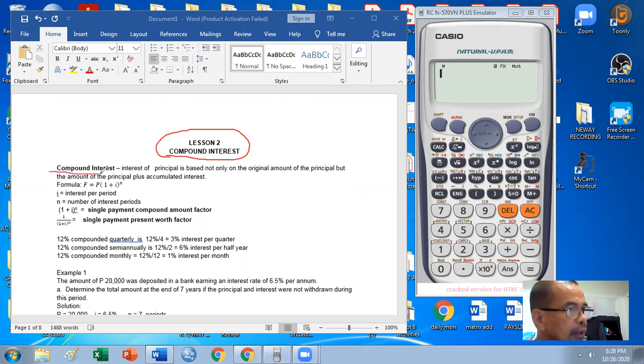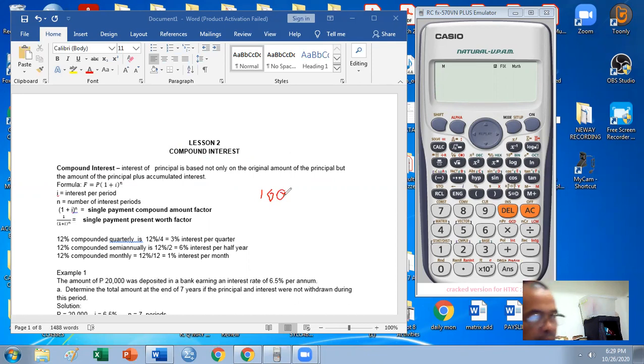A compound interest is interest of principal based not only on the original amount of the principal, but the amount of the principal plus the accumulated interest. Ang ibig sabihin nito, okay, let's have halimbawa, yung 100 pesos mo, nag-interest sa isang taon ng 5%. So basically, magiging 105.